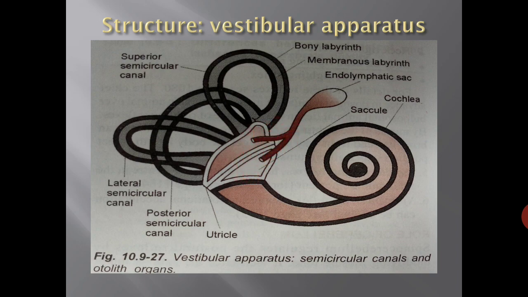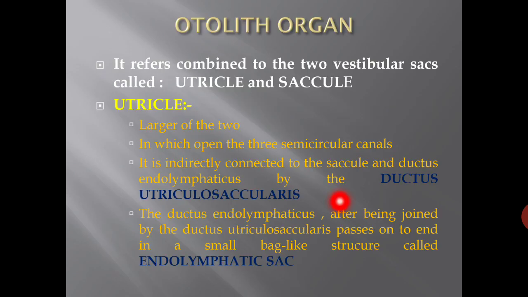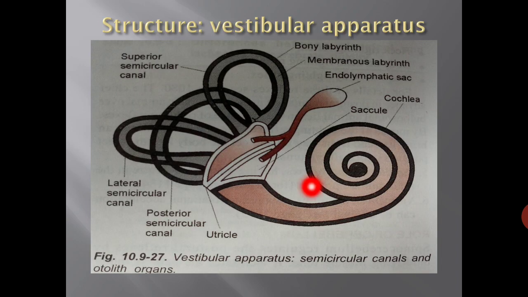This is known as the ductus utriculosaccularis. Now this ductus endolymphaticus, after being joined by the ductus utriculosaccularis, ends in a small bag-like structure known as the endolymphatic sac. So this is the endolymphatic sac, and the utriculosaccular duct is connected with this endolymphatic sac.